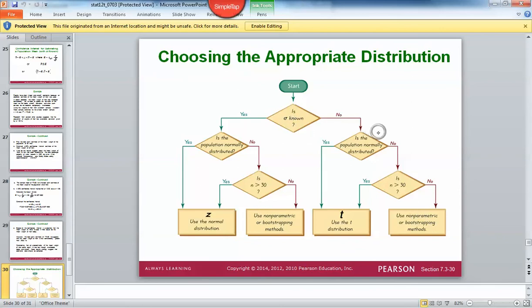All right, and the same for the other side. If it's unknown, that just means it's a t-distribution. And so then, is it normally distributed? If so, we can use the t-distribution. If it's not, then n needs to be greater than 30. If it's not normally distributed and we don't have more than 30 data items, then we can't use a z-distribution or a t-distribution.